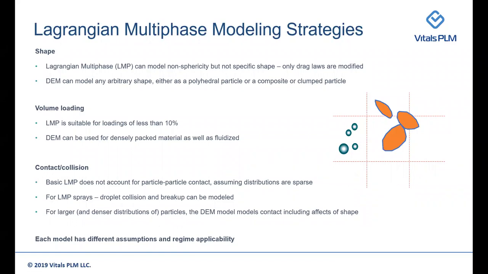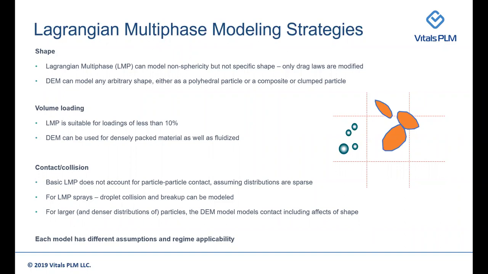Whereas the discrete element method, which is again part of the Lagrangian multiphase modeling, is able to model any arbitrary shape, either as a polyhedral particle or as a composite or clumped particle. And in terms of the volume loading, the modeling strategy can be divided between the LMP and the DEM, the discrete element method, based on this: if the volume loading is less than 10%, the LMP is the suitable candidate.